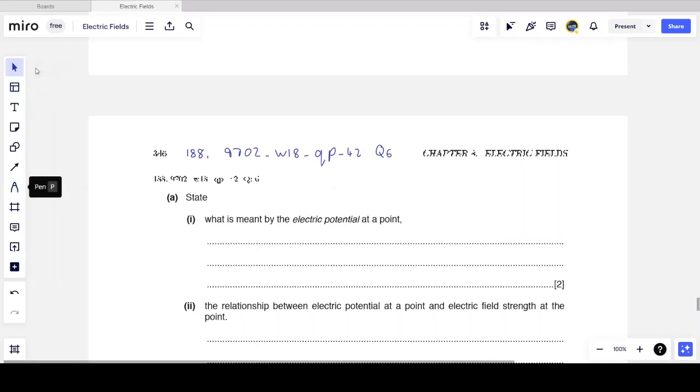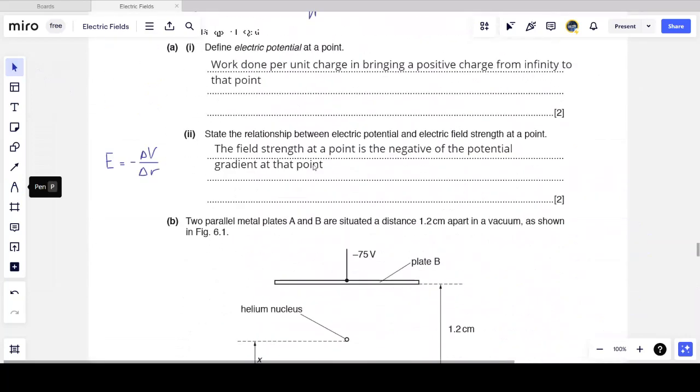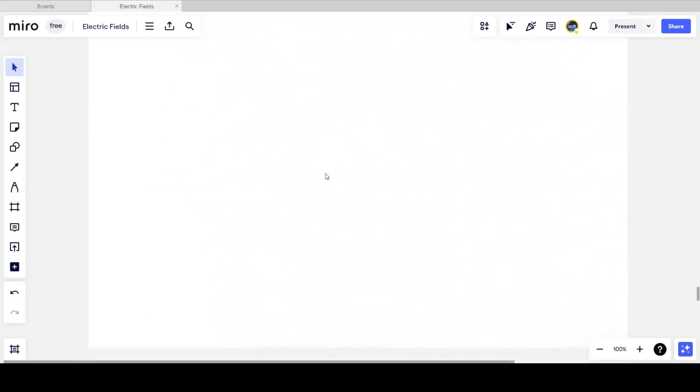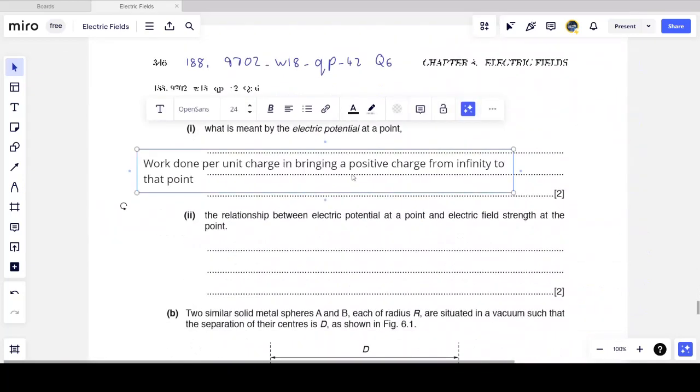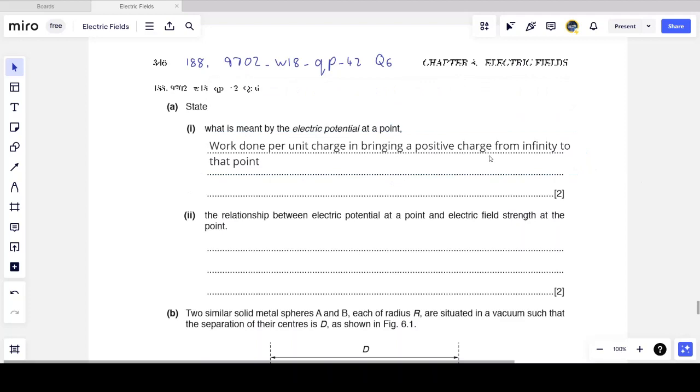And the first question, as always, since these questions are all based on electric potential, is to define the electric potential at a point, which we've done too many times now, but we can't put a price on how important it is to know these definitions. State what is meant by the electric potential at a point. It is the work done per unit charge in bringing a positive charge from infinity to that point.